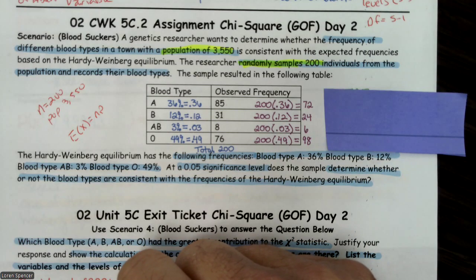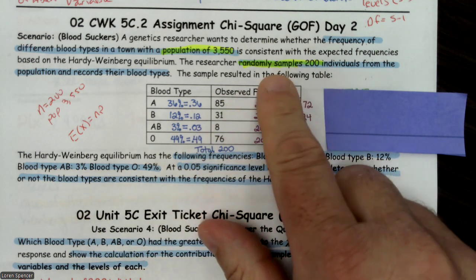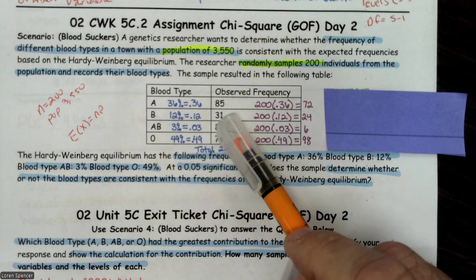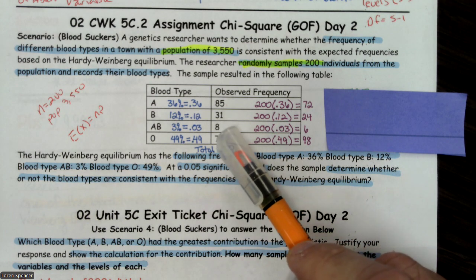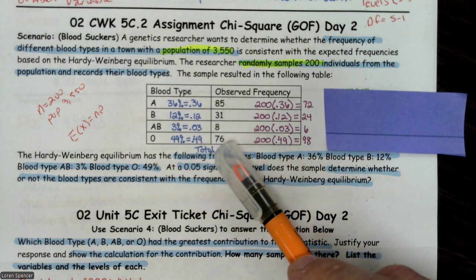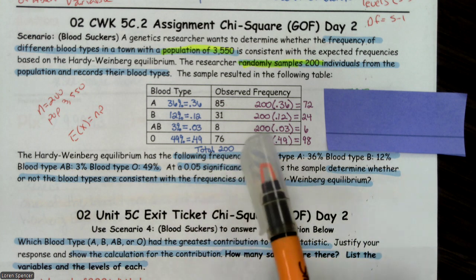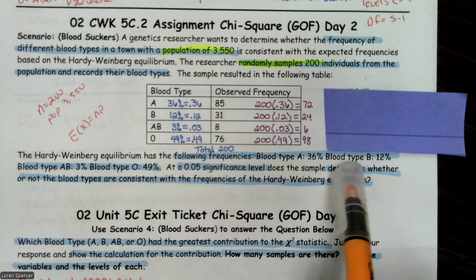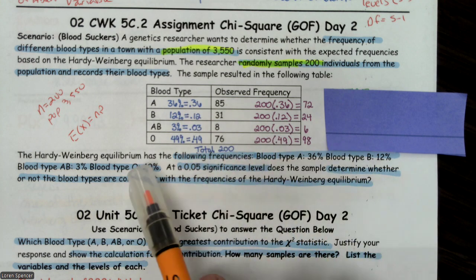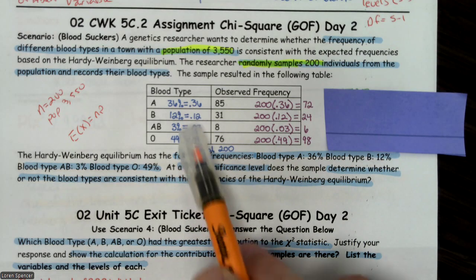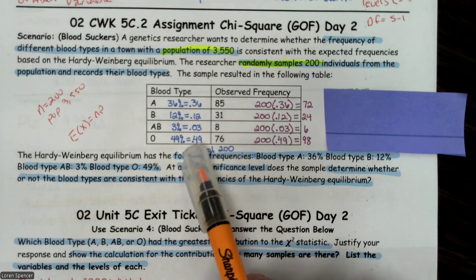The researcher randomly samples 200 individuals, so there's our sample size from the population, and records their blood types. He observed 85 with type A, 31 with B, 8 with AB, and 76 with type O. The Hardy-Weinberg has the following blood type: 36% are A, 12% are B, 3% are AB, and 49% are O. So those are the expected percentages.